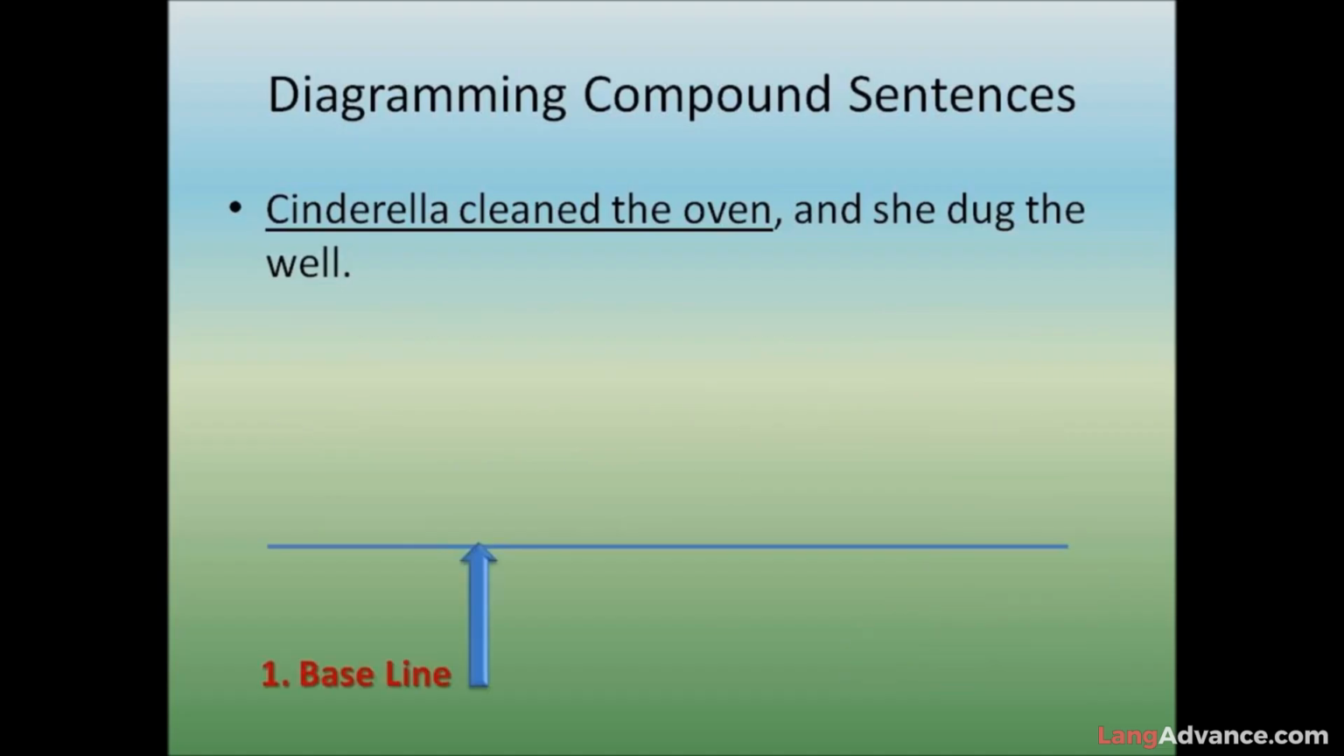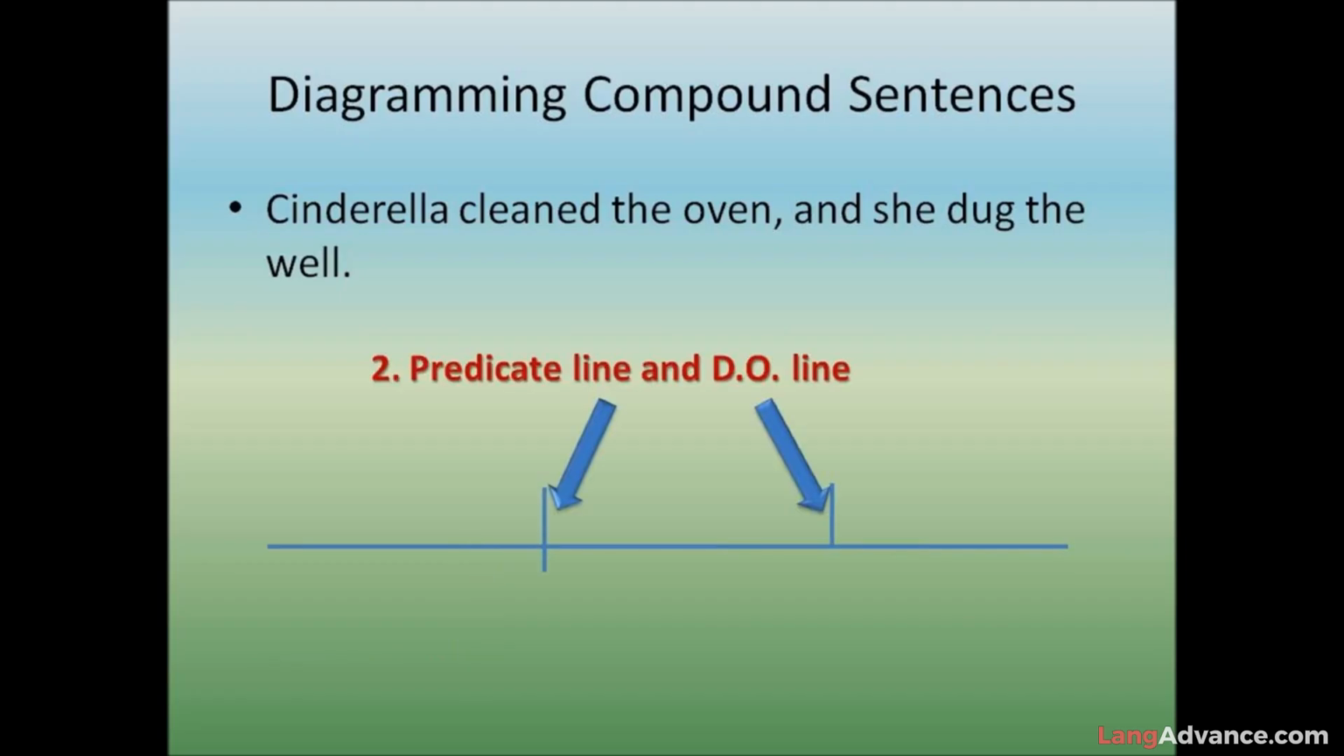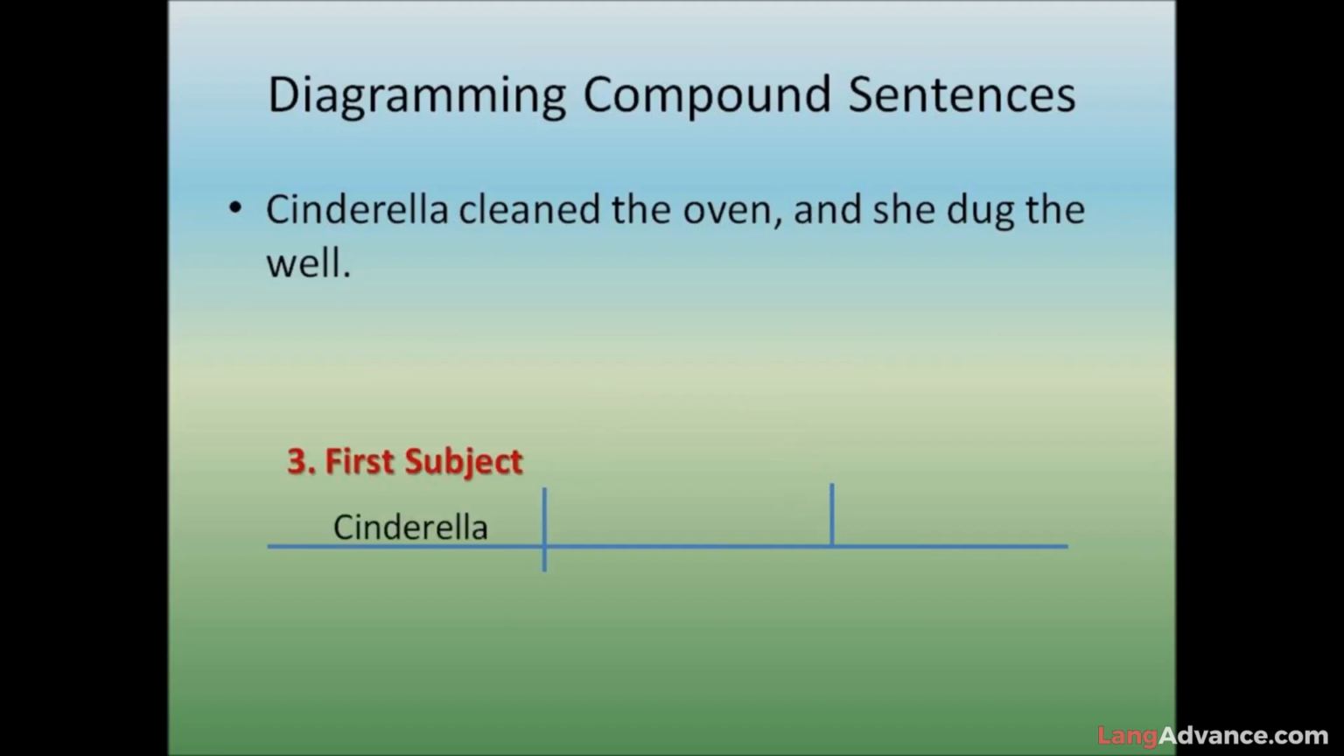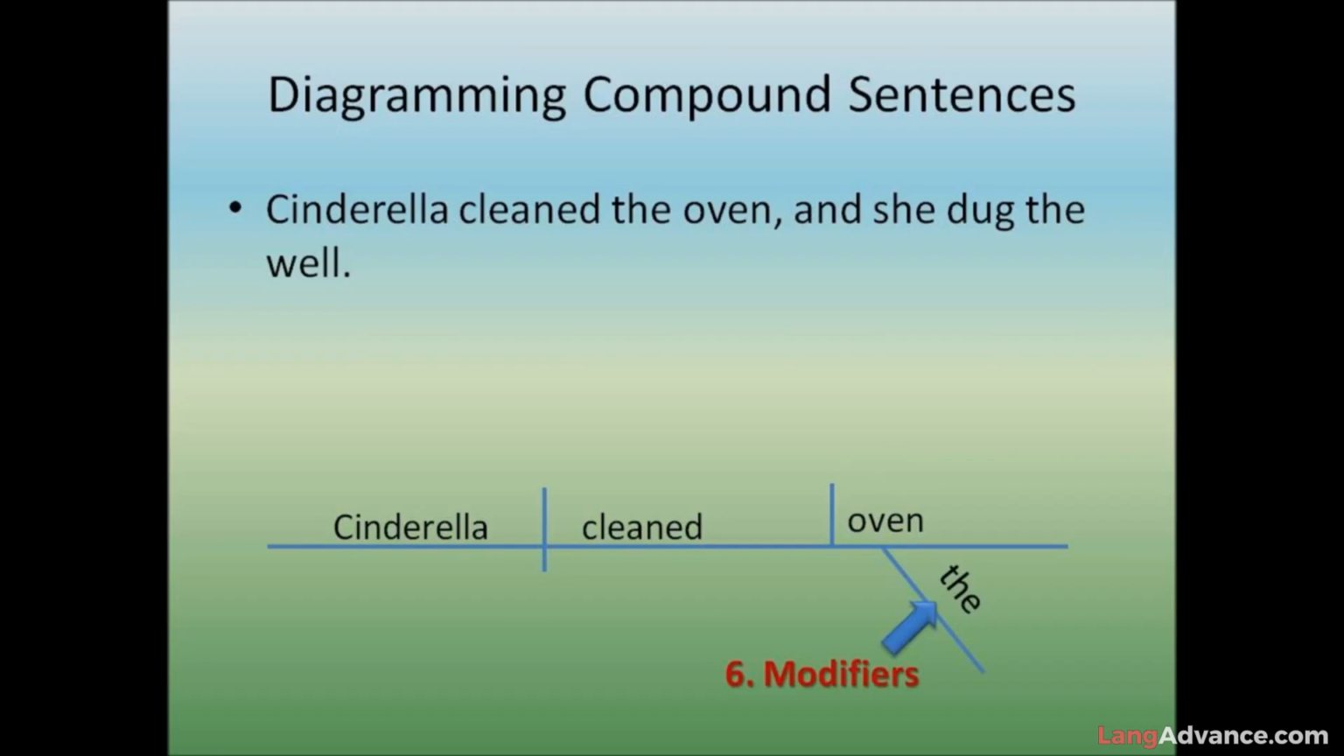To diagram the sentence, start with your baseline, as with any other sentence. Add your predicate and direct object lines. Fill in your subject, Cinderella. Fill in the verb, cleaned. Fill in the direct object, oven. Fill in any modifiers the first clause may contain. In this example, it's the. So the first clause is diagrammed like this.